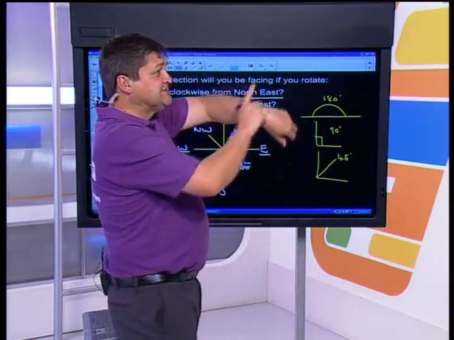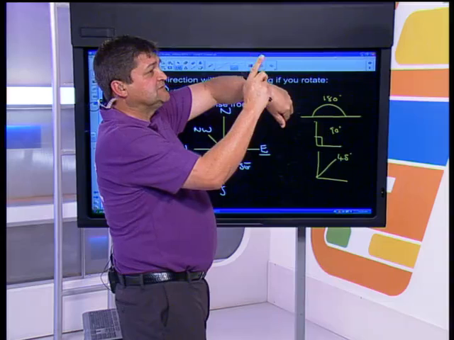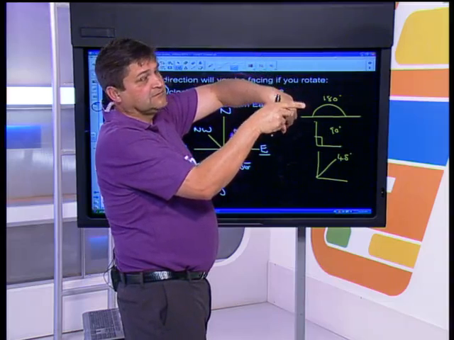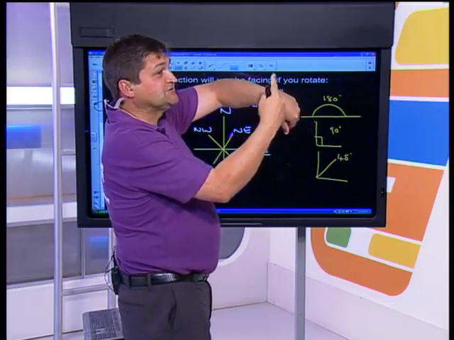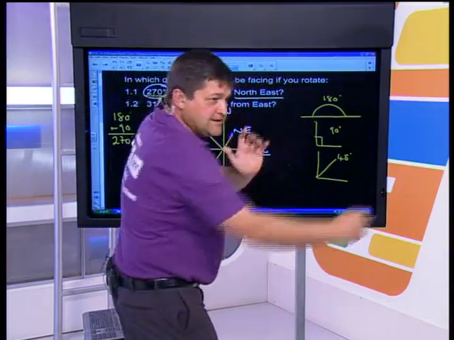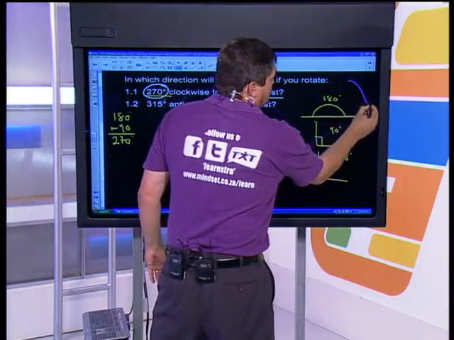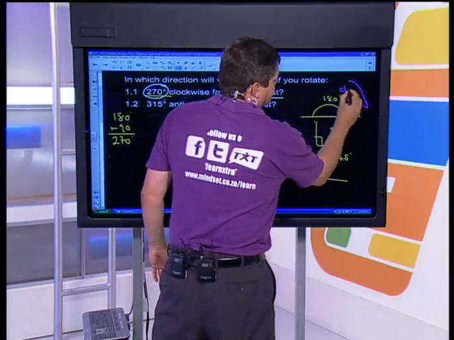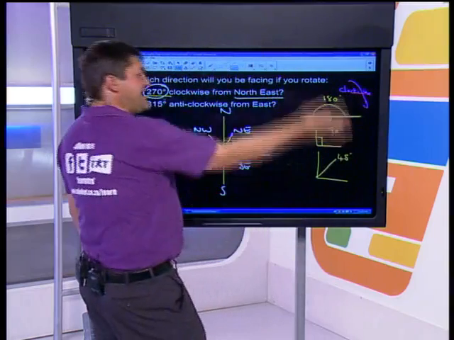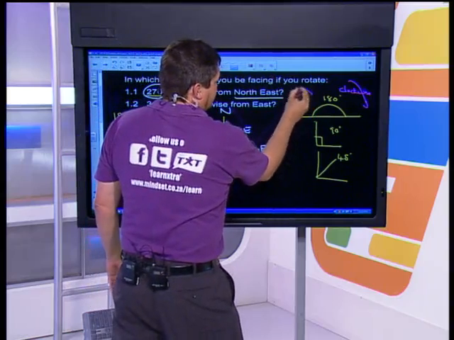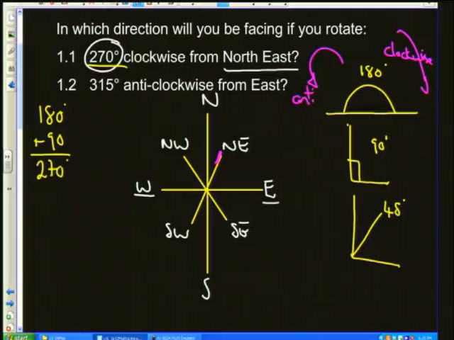In the good old days, your second hand used to go tick, tick, tick, tick. Okay, so going in this direction is what we call clockwise. Going in the other direction, so going this way, we call anti-clockwise.